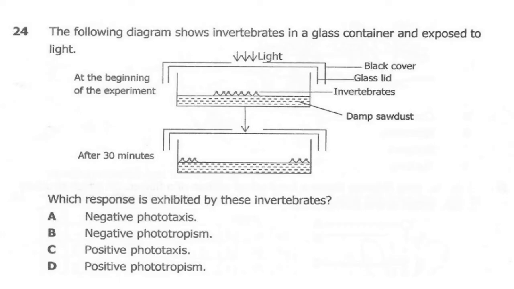The correct answer here is A, negative phototaxis. So we have taxism here taking place. You can see that the invertebrates, once light was shown at the center, all moved to the edges of the box where there is no light, where it's darker. So they are all moving away from light. So that is negative phototaxism. Okay, so that is the correct answer. Well done, chat. Let's move on to the next question.